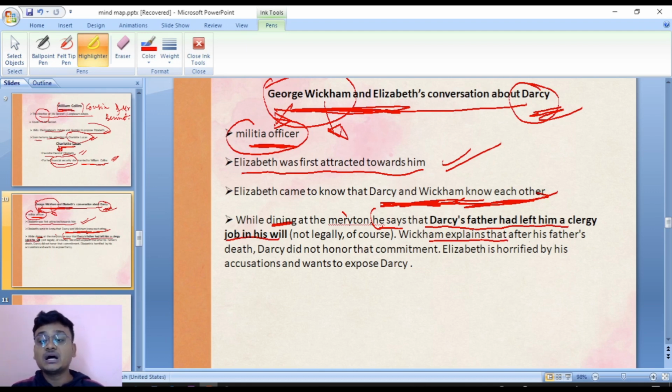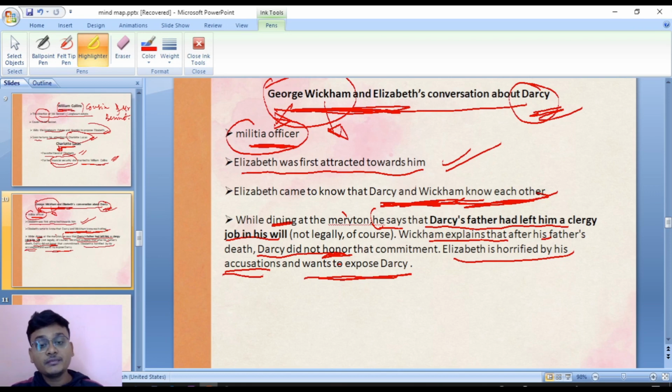Wickham explains that after his father's death, Darcy did not honor that commitment. डार्सी उस कमिटमेंट को ऑनर नहीं किया, रिस्पेक्ट नहीं किया. And Elizabeth is horrified by his accusation and wants to expose Darcy. What Wickham says about Darcy, Elizabeth blindly believes all these things, and she wants to expose Darcy's behavior publicly. But Wickham denies it, tells Elizabeth not to do so. Okay, now move to the next slide.